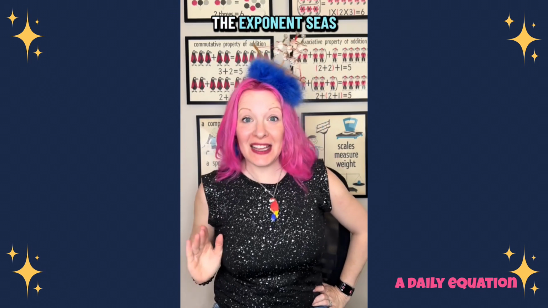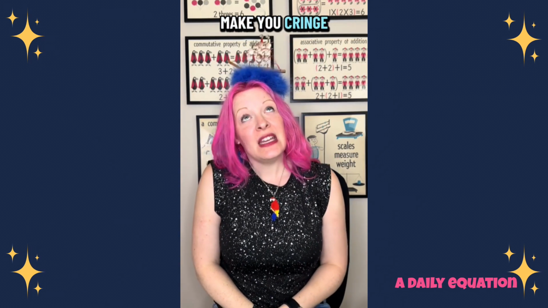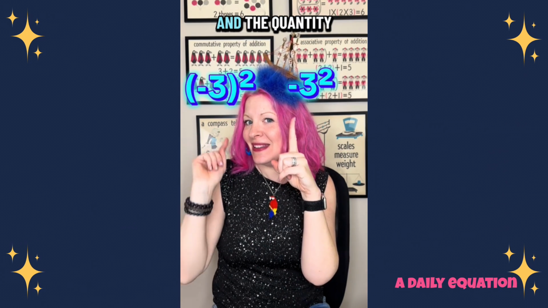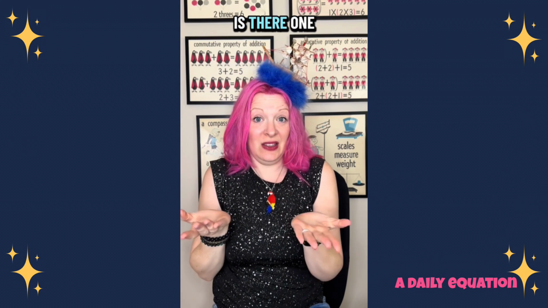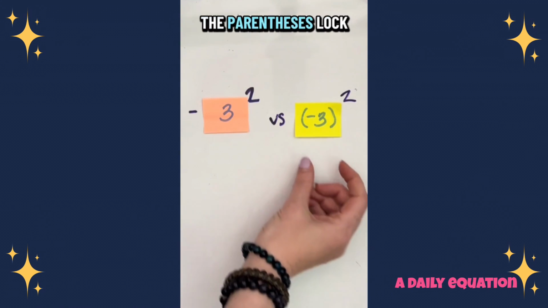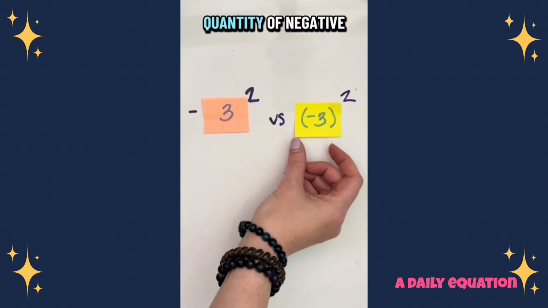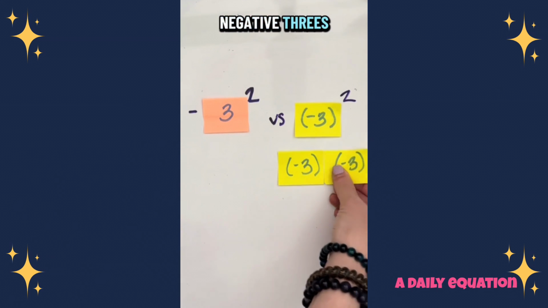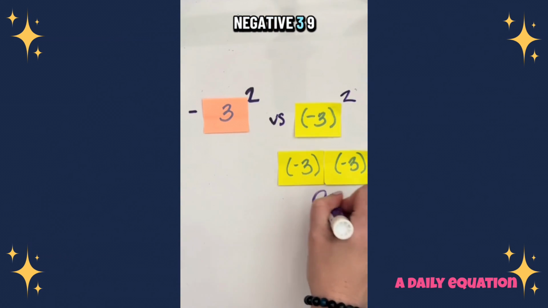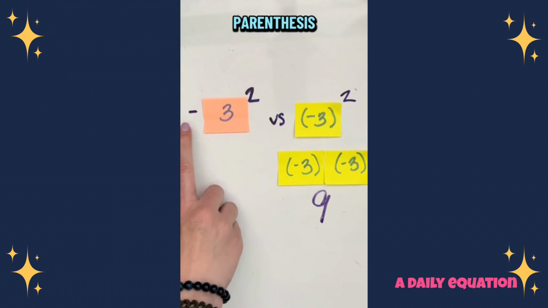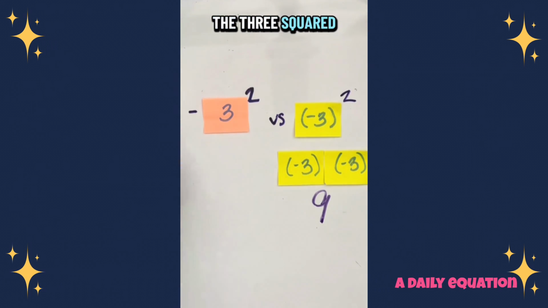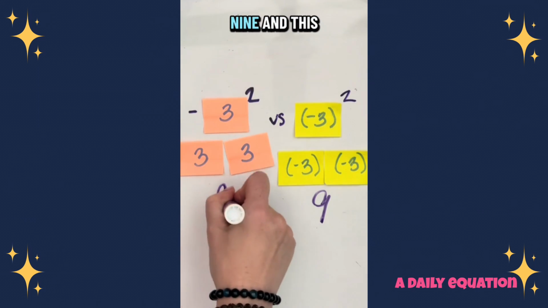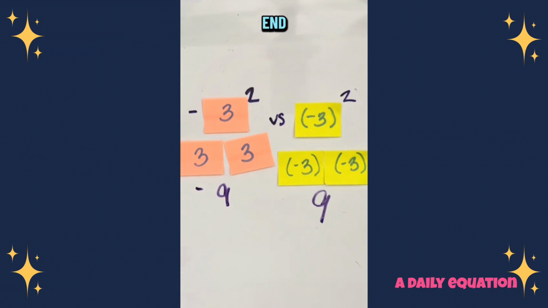Negatives ahoy on the Exponent Seas. If that didn't make you cringe, negatives probably won't. So what's the difference between -3 squared and the quantity of -3 squared? Is there one? It's all about the parentheses. The parentheses lock that negative in, so it's the quantity of -3 squared. So when you have squared, you have 2 little -3s. -3 times -3, 9. This has no parentheses. There's nothing holding this negative to the 3 squared. So 3 squared is just your normal 3 squared, which gives you 9. And this negative just hops on at the end.